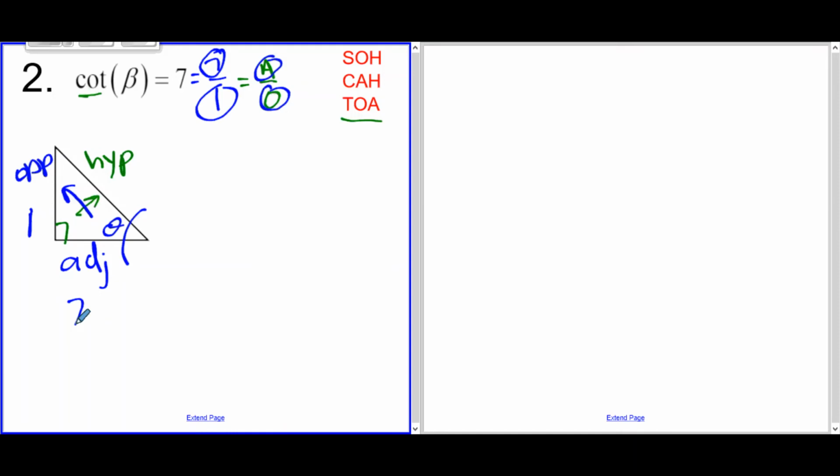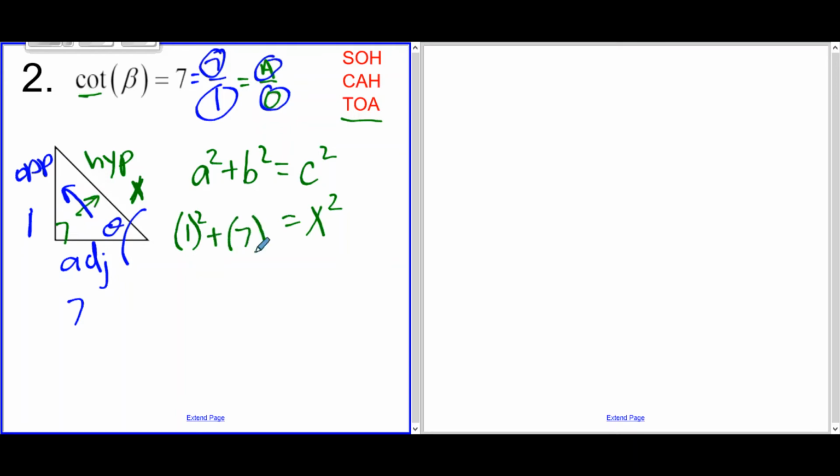So we need to figure out what the hypotenuse is in order to finish finding the remaining trig functions. So use a squared plus b squared equals c squared. Now we're trying to find the hypotenuse. We don't know what that is, so we could just call that x squared. But we do know our opposite and our adjacent, so we could plug in, doesn't matter which one you call a and b, I'll call 1 a and 7 b. So 1 squared plus 7 squared equals x squared. 1 squared is 1, 7 squared is 49, and x squared is just x squared. I'll just simplify, so this is going to be 50 equals x squared.